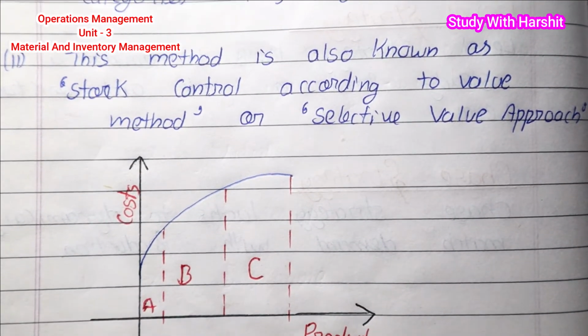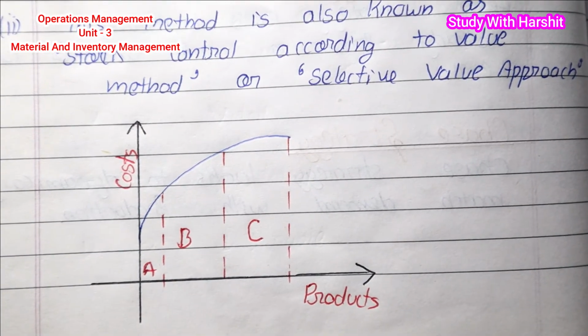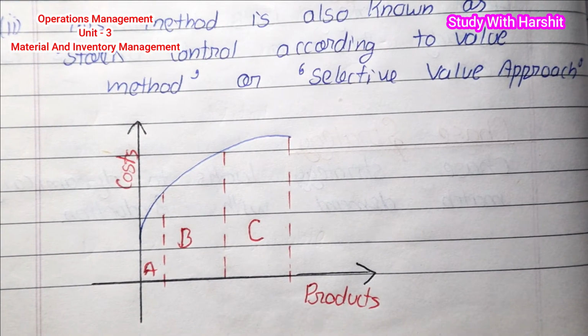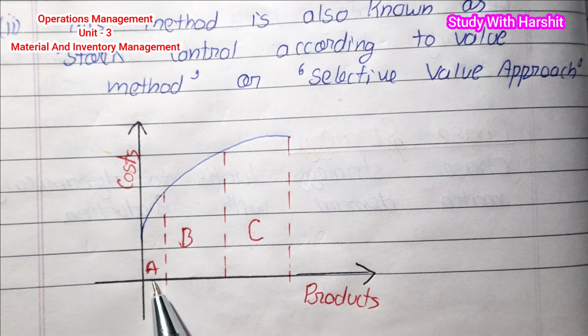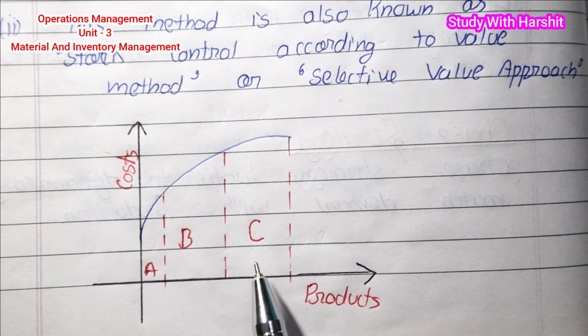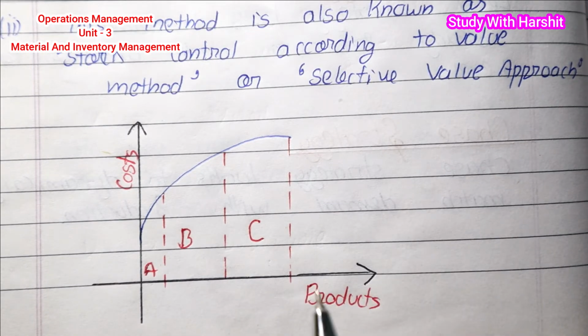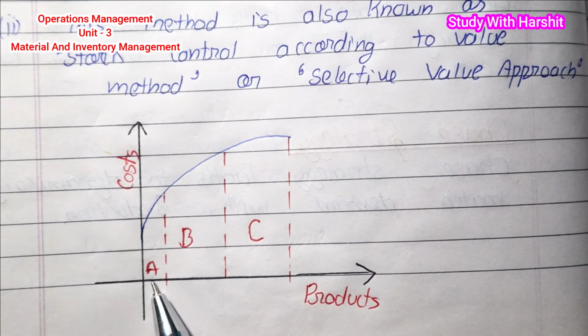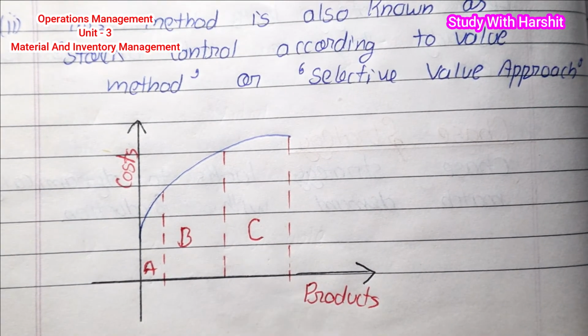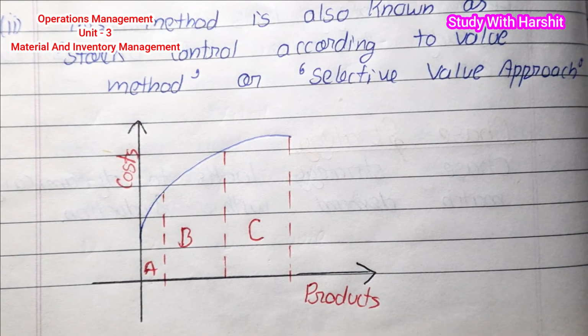Here is the diagram of the ABC method: category A, category B and category C. Here is the cost and production. It represents the value of products in category A, B and C. Now let's discuss these three categories one by one.